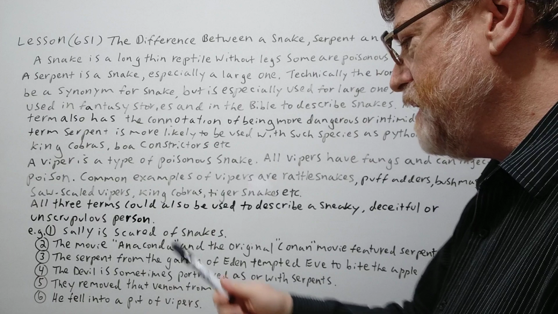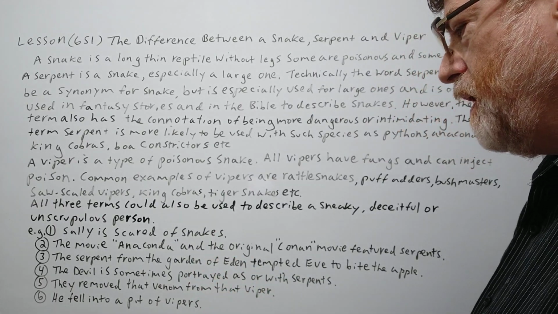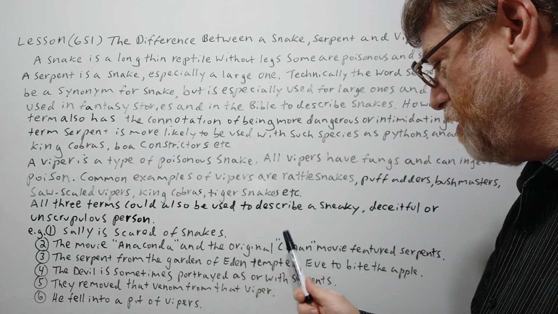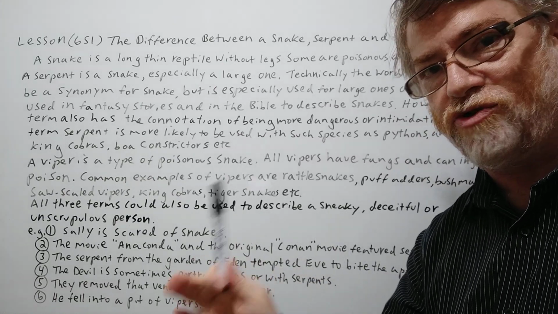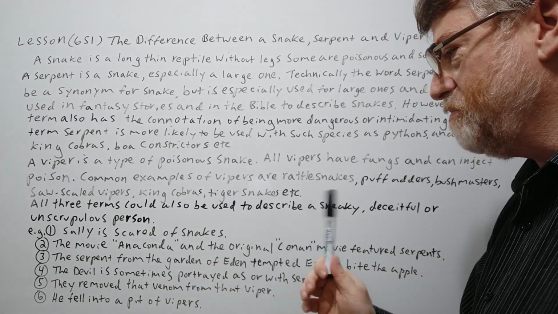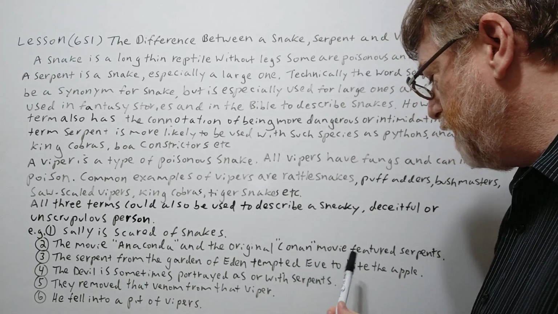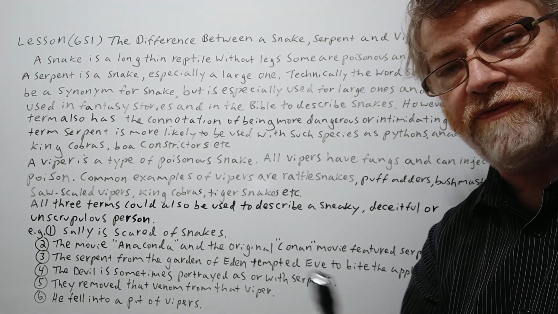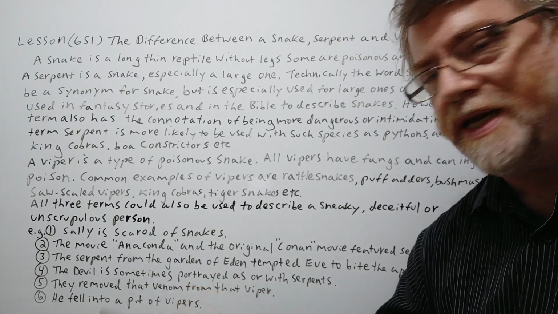Here's the first one. Sally is scared of snakes. So very general use. The movie Anaconda and the original Conan movie featured serpents. Yeah, they both had really extremely large snakes in those movies. The serpent from the Garden of Eden tempted Eve to bite the apple. So this is from the Bible. They like to use the word serpent for snake.